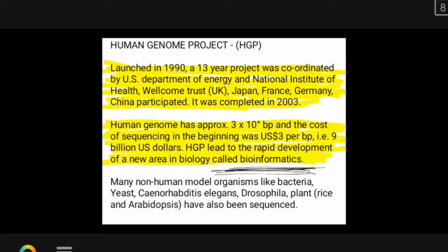Many non-human model organisms like bacteria, yeasts, Caenorhabditis elegans, Drosophila, also called fruit fly, then plants like rice, Arabidopsis, have been sequenced. So this might be asked: give examples of organisms that have been sequenced. The examples are yeast, Caenorhabditis elegans, Drosophila, bacteria, plants like rice, Arabidopsis, etc.